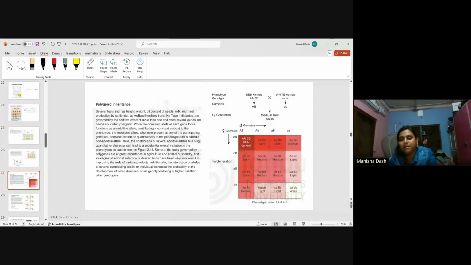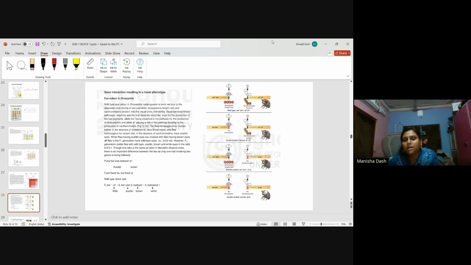So next we have the same thing. If all the dominant genes are present, the color will be like this, bright red or wild type. And if one of the dominant genes is lost, the color will be scarlet. Okay. And if this dominant gene is present, this one is lost, then the color will be brown. And if none of the dominant genes are present, the color will be white. Okay. So this is also an example of qualitative gene. Sorry, quantitative gene or polygene.